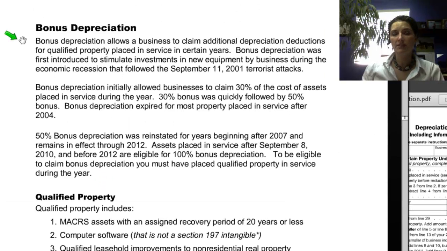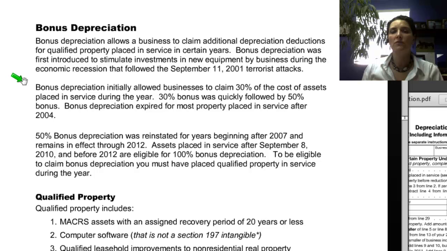Let's talk about bonus depreciation now. Bonus depreciation allows a business to claim additional depreciation deductions for qualified property placed in service in certain years. Bonus depreciation was first introduced to stimulate investments in new equipment by businesses during the economic recession that followed the September 11, 2001 terrorist attacks. Bonus depreciation initially allowed businesses to claim 30% of the cost of assets placed in service during the year. The 30% bonus was quickly followed by 50% bonus.